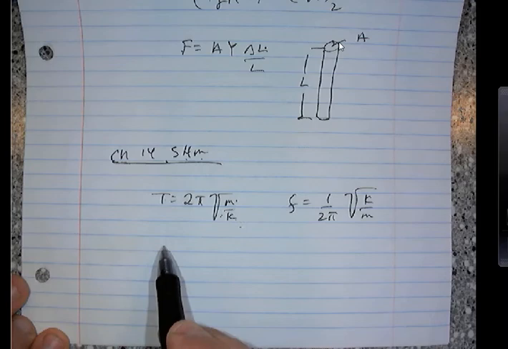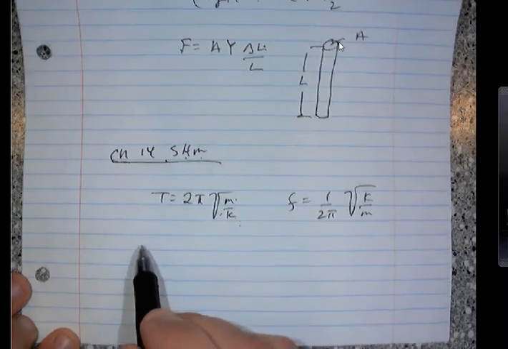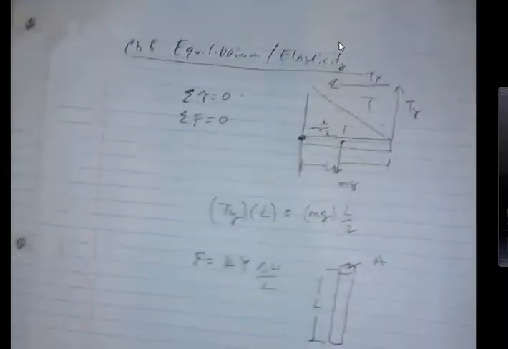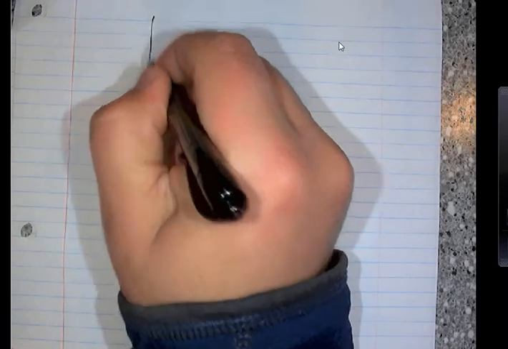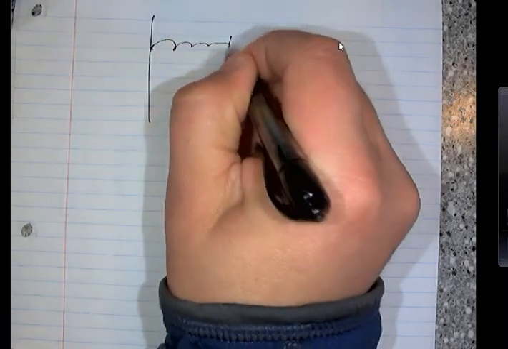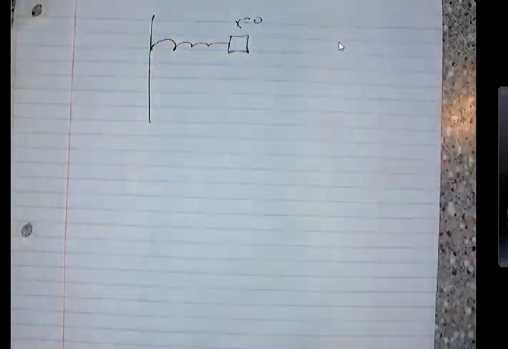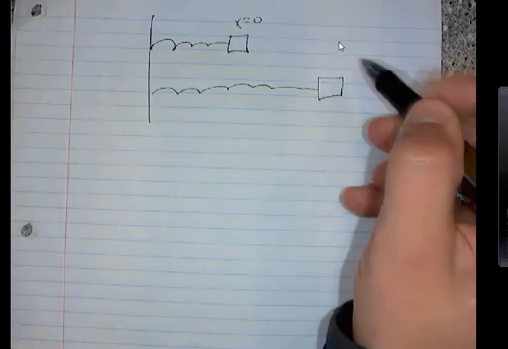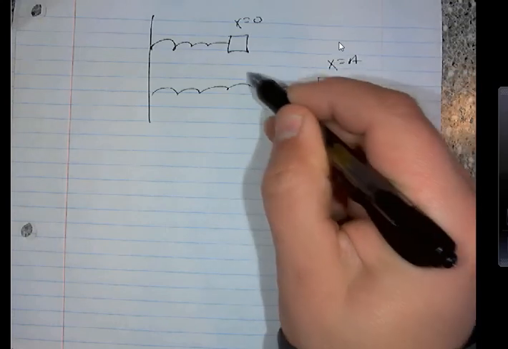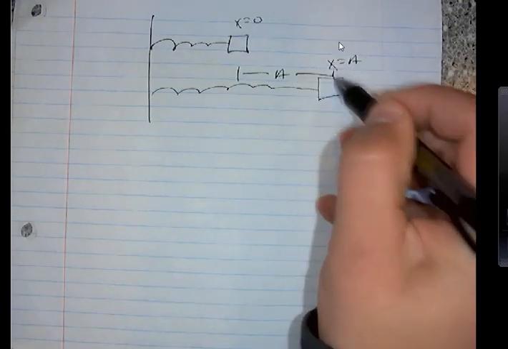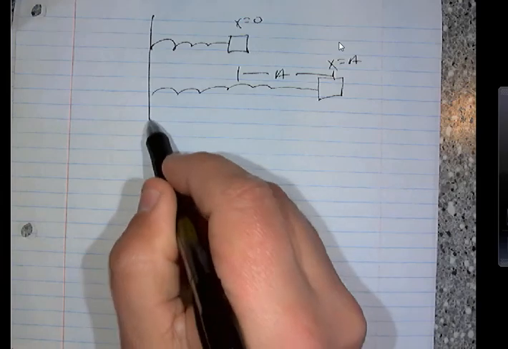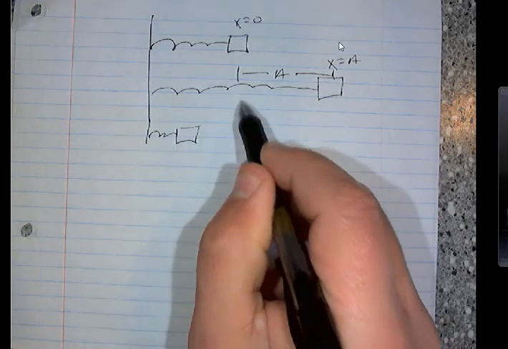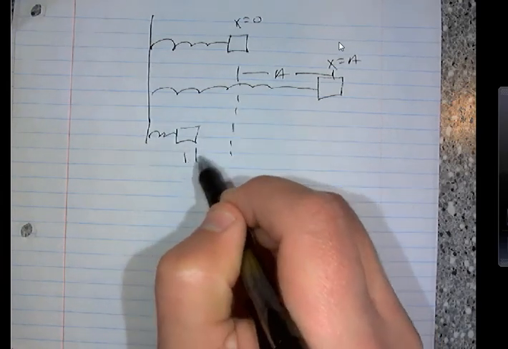Also with simple harmonic motion, a couple of pictures come to mind. I'm running out of room here, so let me go to another piece of paper. Okay, so here's a spring. It starts out here, where x is equal to 0. And what we've always done is pull it out here to x is equal to A. So this is the amplitude, this distance. And then you let it go.